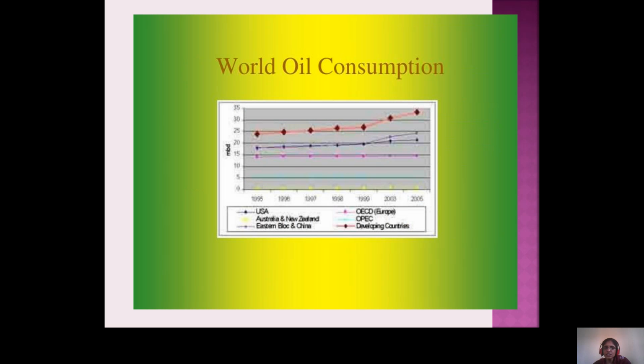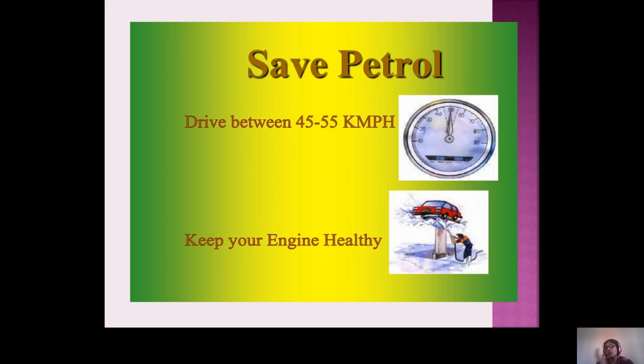Next, this is the world oil consumption. How much the consumption is can be seen in this picture. Now I will talk about saving petrol. To save petrol, drive between 45 to 55 km per hour.